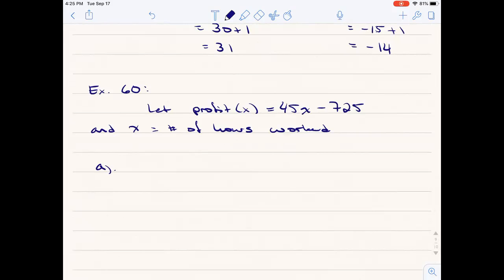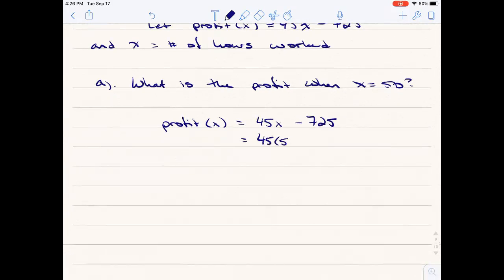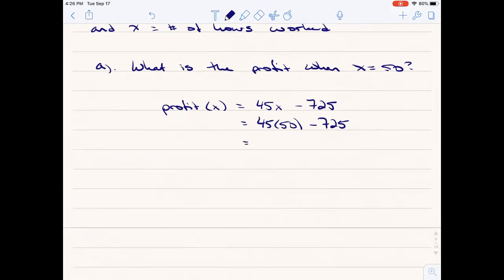So what is the profit when x is 50? We've got our profit function. Our profit of x in general is 45x minus 725. So we've got 45 times 50 minus 725. 2250 minus 725. 1525. So if we work for 50 hours, we would have a profit of 1,525. And that's taking into account all our fixed costs, as well as our wage.